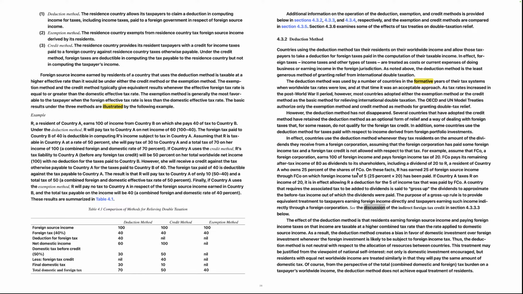As a result, the deduction method creates a bias in favor of domestic investment over foreign investment whenever the foreign investment is likely to be subject to foreign income tax. Thus, the deduction method is not neutral with respect to the allocation of resources between countries.